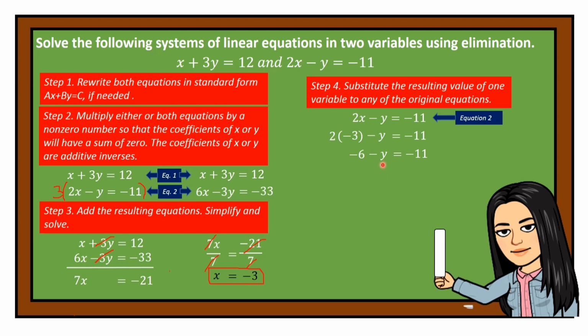So, iwanan natin ang variable y sa left side. We have negative y equals negative 11 and then negative 6 will be transposed kaya siya ay magiging positive 6. So, negative y equals negative 11 plus 6 is equal to negative 5. Since meron pang negative sa tabi ng y, divide both sides by negative 1. So, we have here negative y divided by negative 1 is equal to y, and then negative 5 divided by negative 1 will be equal to positive 5. So, our y is equal to 5. It means that the solution is equal to negative 3, positive 5.